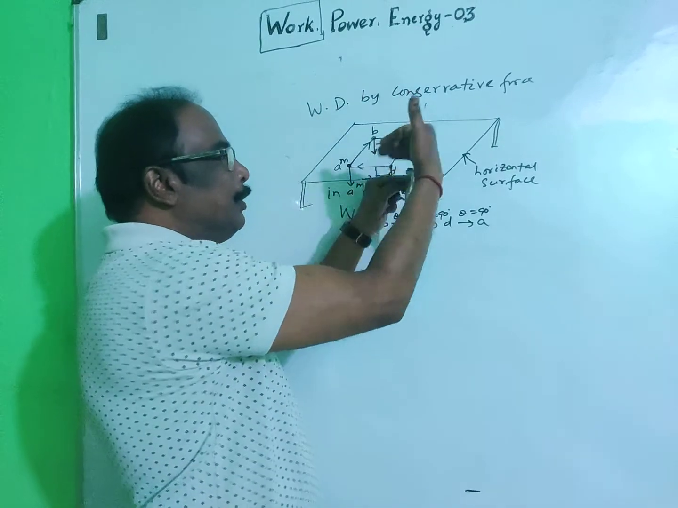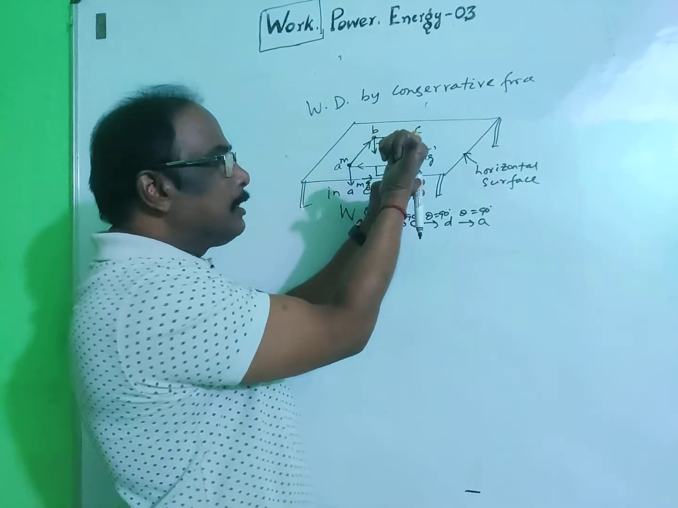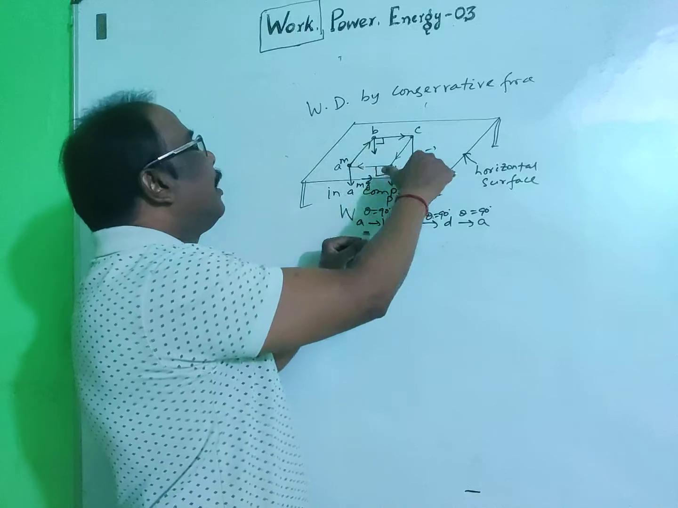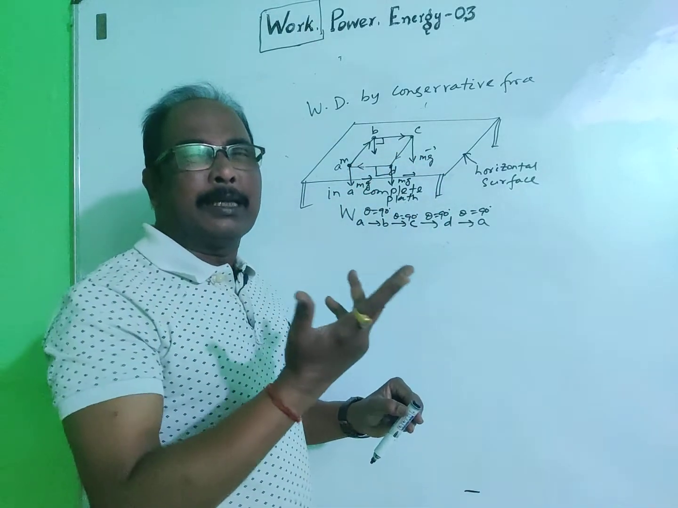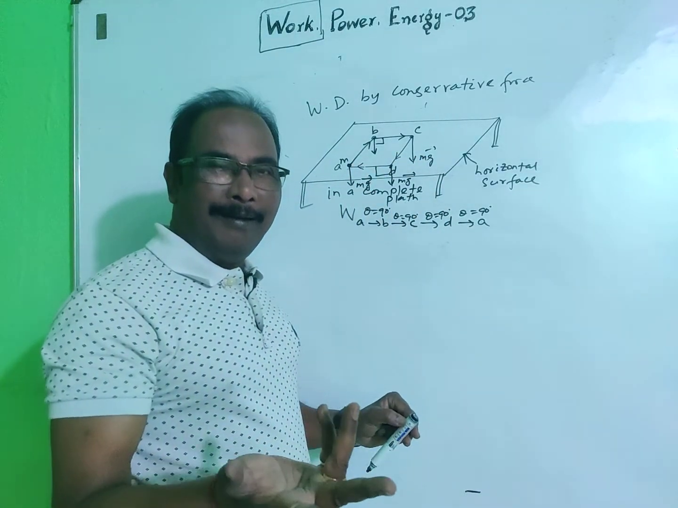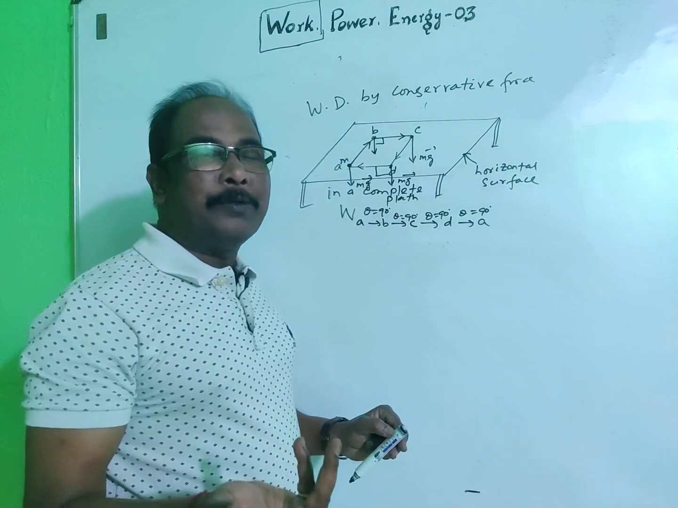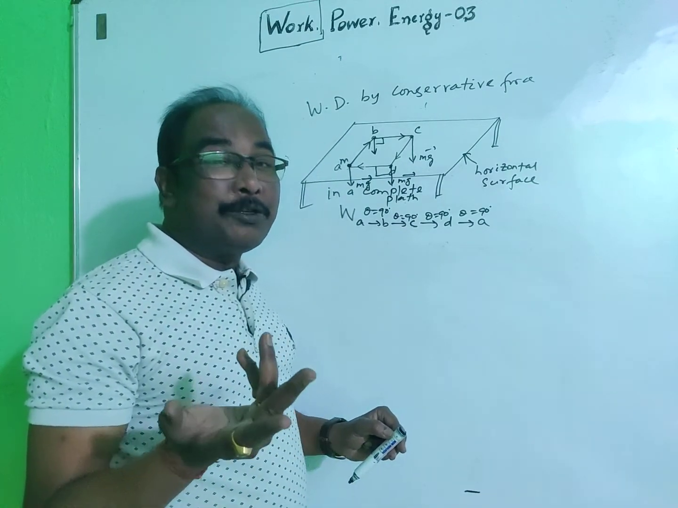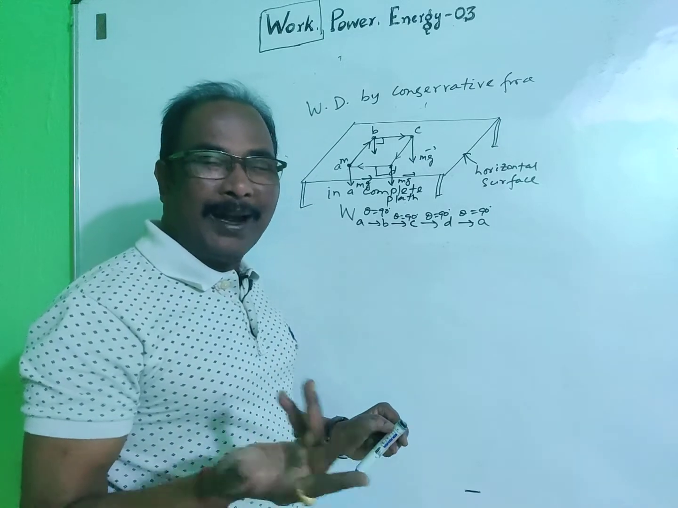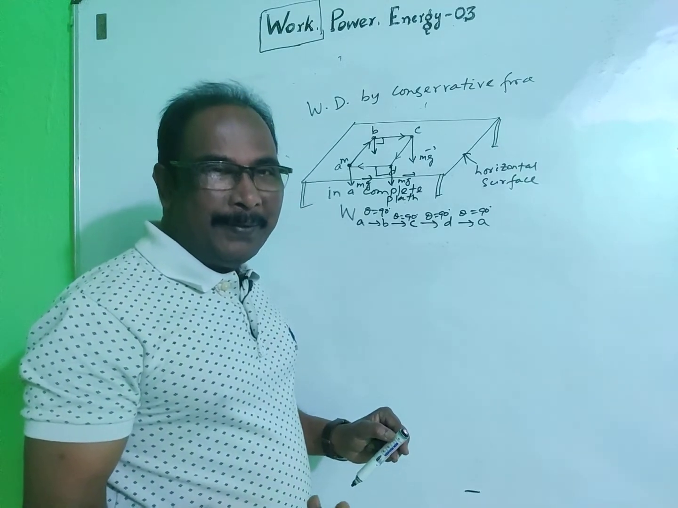This is force, this is on the horizontal plane, and this is displacement from C to D and from D to A also. In each case, theta is 90 degrees. And as we know, if the angle between force and displacement is 90 degrees, then there is no work. Work done is zero.